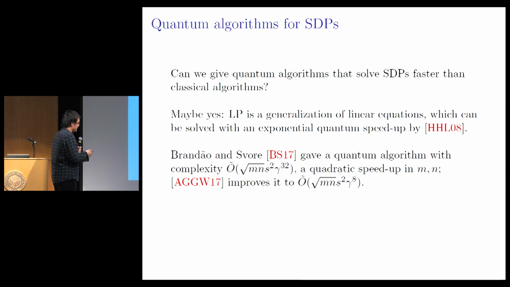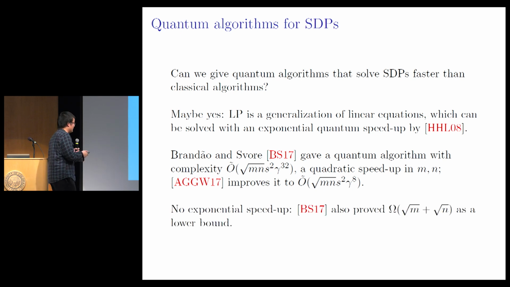Here I mentioned that for solving linear systems, we have the seminal HHL algorithm that can give an exponential speedup. But unfortunately, the same Brandão and Svore paper shows a lower bound that basically rules out the possibility of having an exponential speedup for solving SDPs by quantum algorithms. That is, the quantum lower bound here is square root of M plus square root of n.